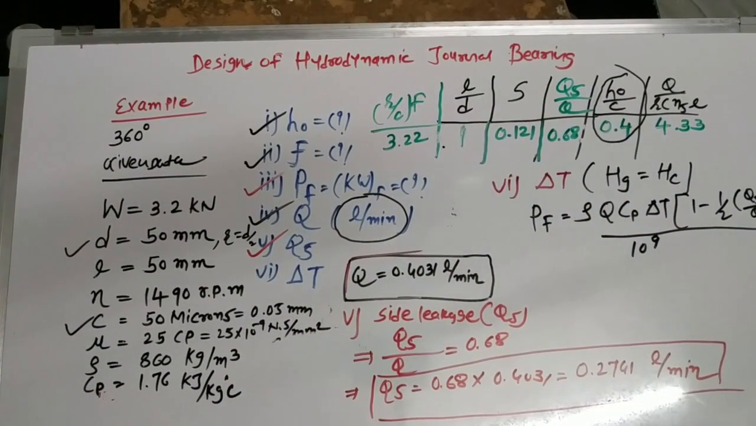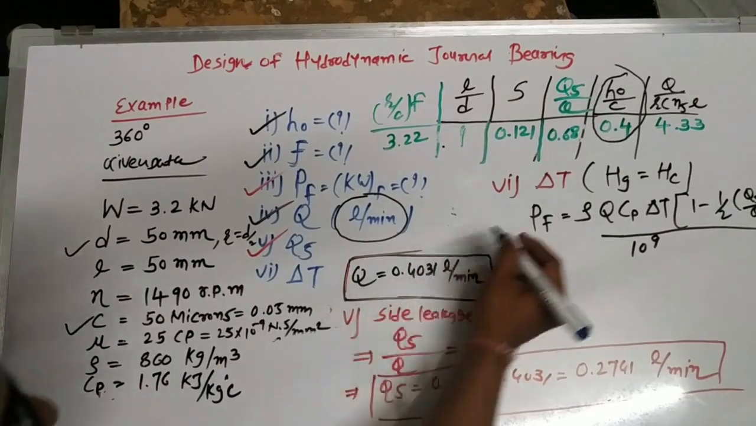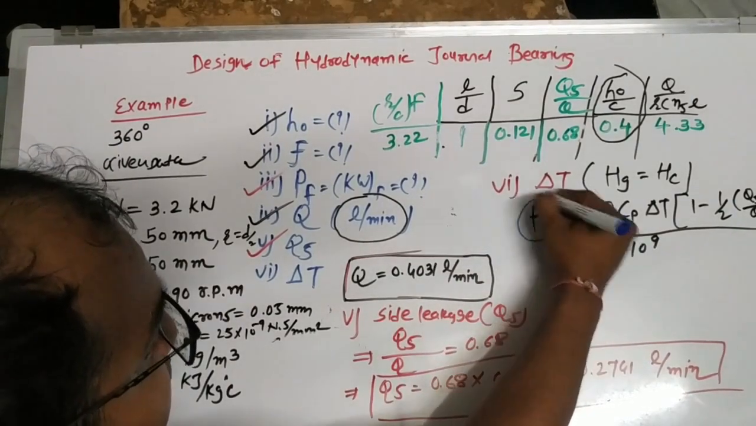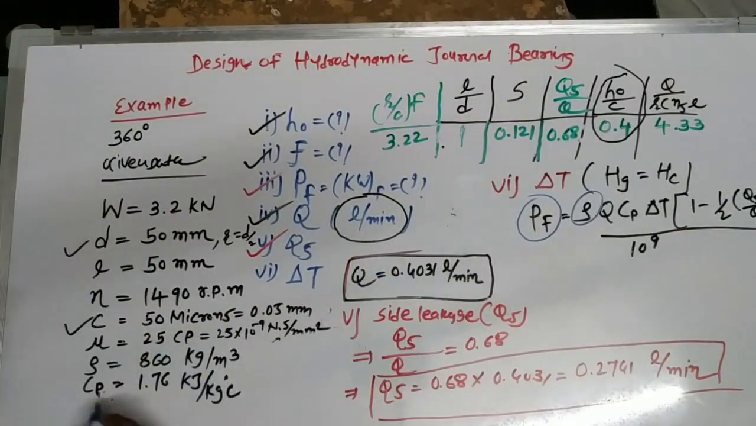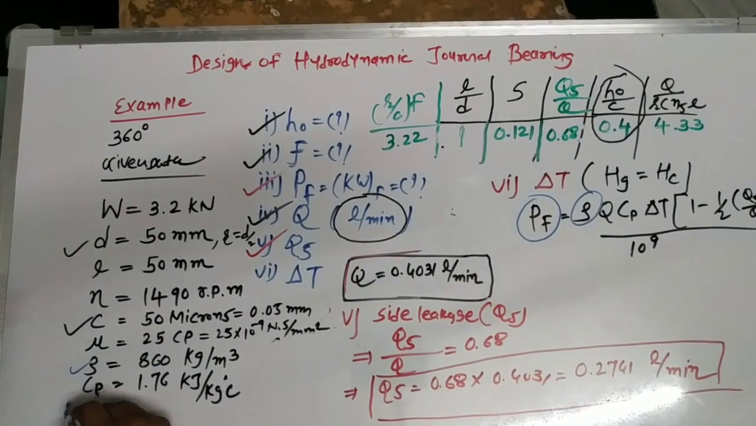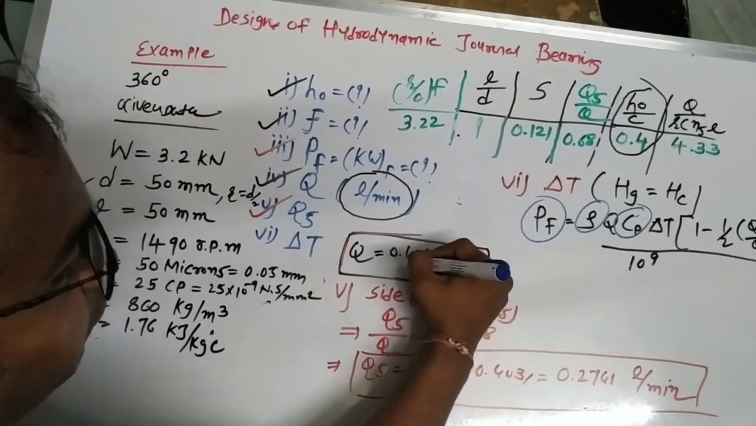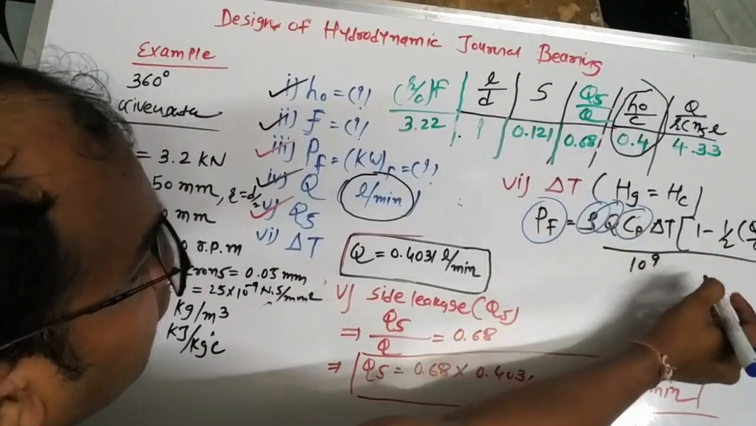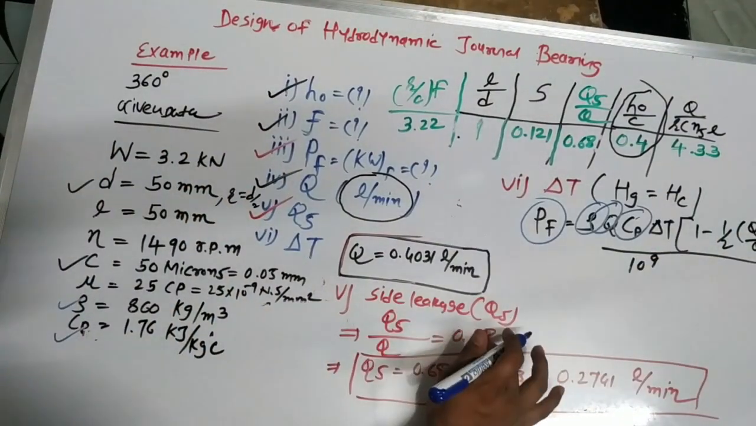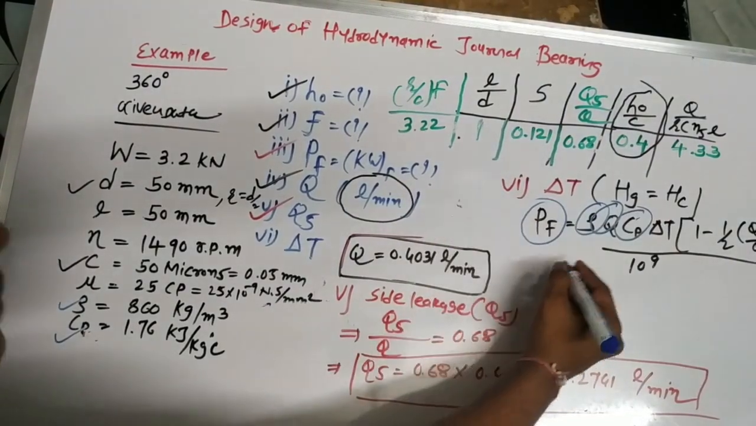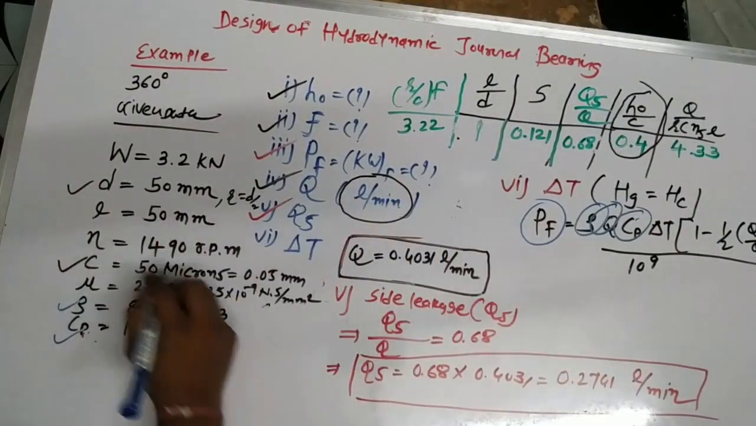The data we have here: we have found out Pf, we have rho here, and we have Cp here, right? Q we have already found out, that is 0.4031, and QS by Q we have, that is 0.68. So based on that we can easily calculate delta T.